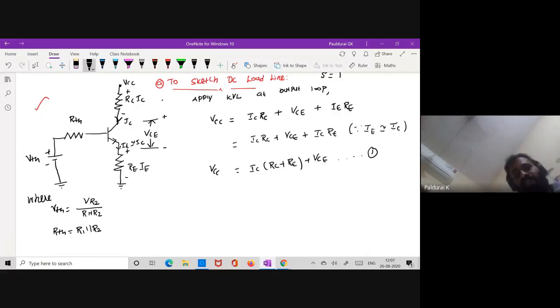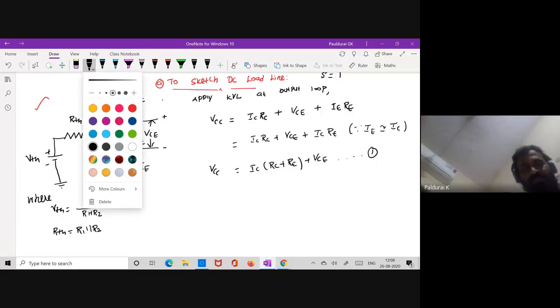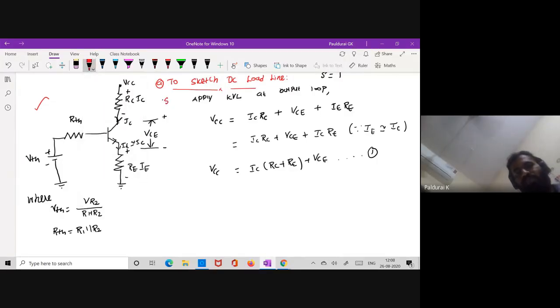So this is step 2. Step 1, to sketch the DC load line, sorry, the DC equivalent circuit, we have already drawn. Now step 3. What is the very first step? To find VCE, you want to put IC equal to 0 and find VCE. Put IC equal to 0 in equation number 1.